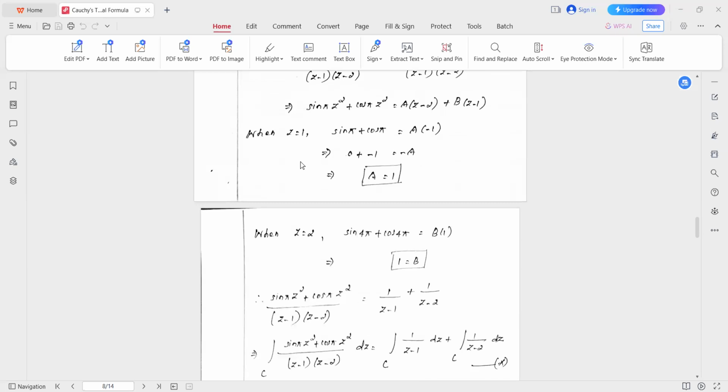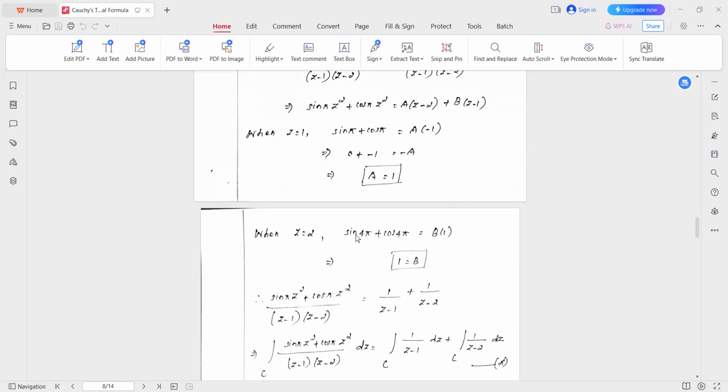So therefore, sin when z equal to 2, sin pi 2 square is sin 4 pi. So sin 4 pi plus cos 4 pi is equal to a will become 0, b into 2 minus 1, that is b. Sin n pi is always 0. So sin 4 pi is 0.